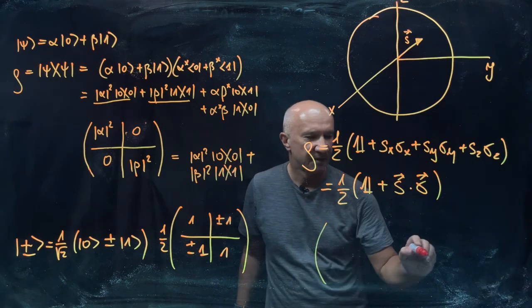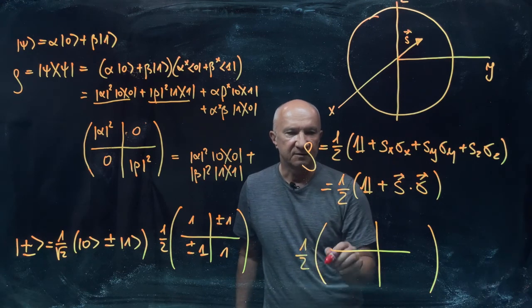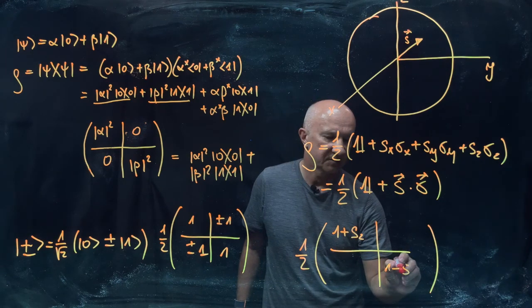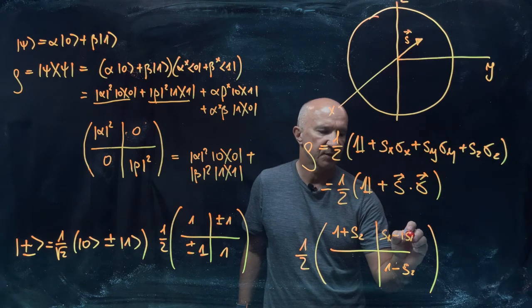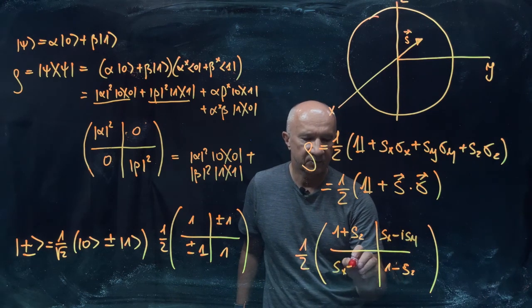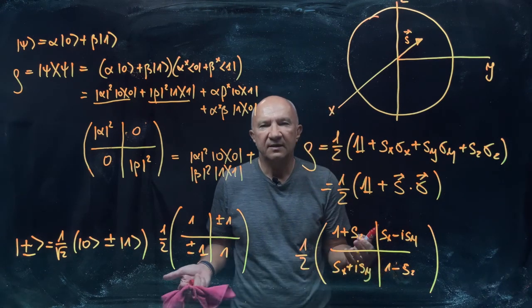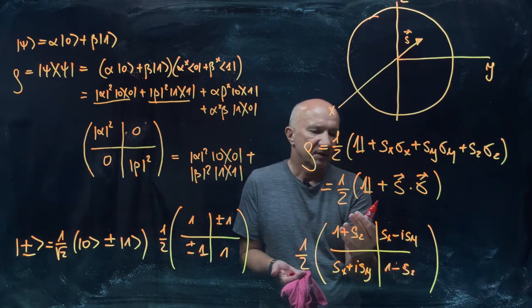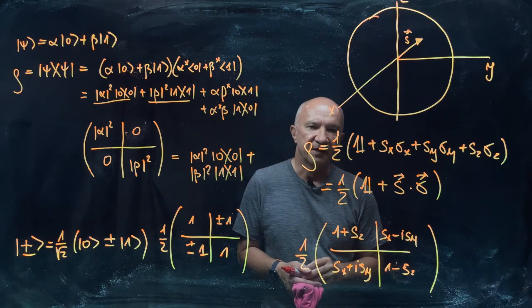So if you want to see it as a matrix, that looks like this. It's this factor half, and on the diagonal will be 1 plus Sz, 1 minus Sz, and off the diagonal Sx minus i Sy, and Sx plus i Sy. So you take any Hermitian matrix, and if you can just write it in this form, then you can see right away what are the components of the Bloch vector.